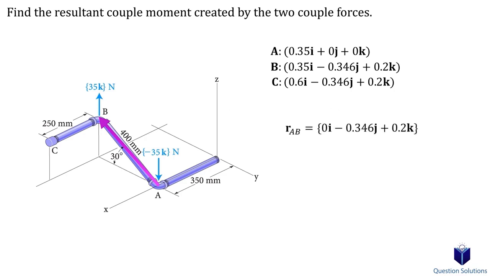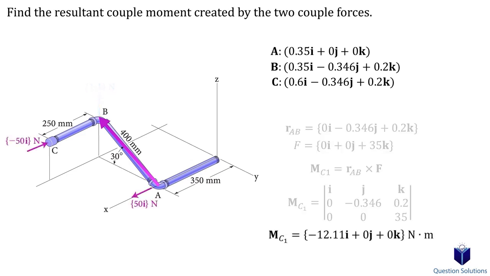Since our position vector starts at A, we ignore the force at A. So we consider the other force, which is straight upwards in the z-axis. So we can now take the cross product. Let's look at the other couple force now.